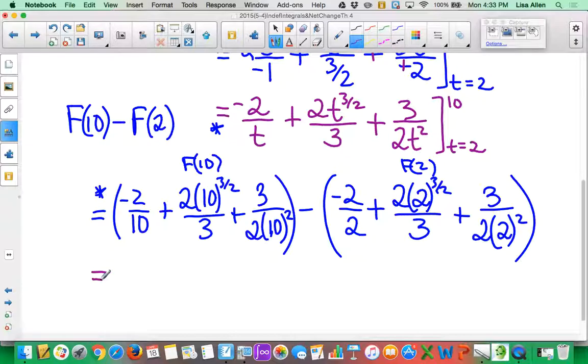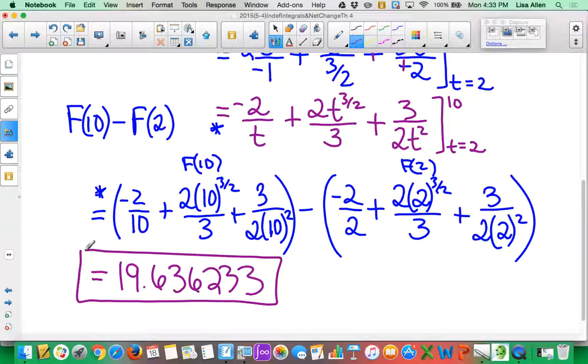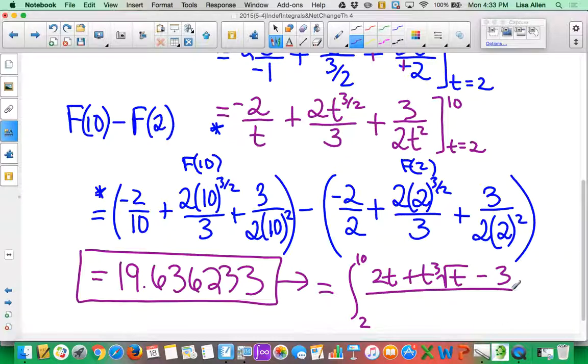But the answer that we get for this, using a calculator, is 19.636233 for a final answer. So we know that this thing is equal to the integral from 2 to 10 of 2t plus t cubed times the square root of t minus 3, all over t cubed dt. So that's your answer, and like I said, I'll let you go through some of the math to double check that.